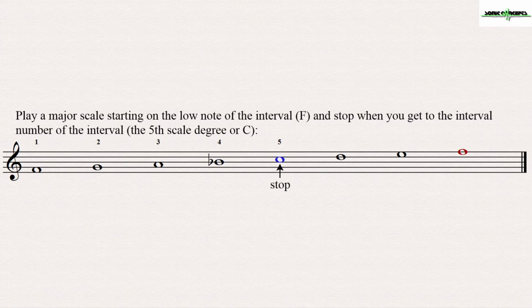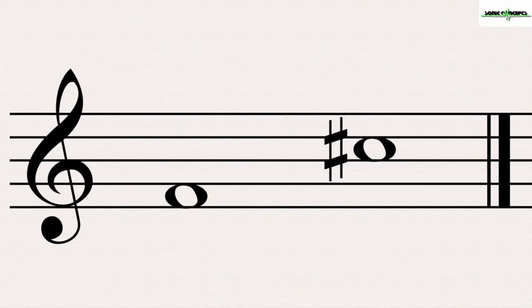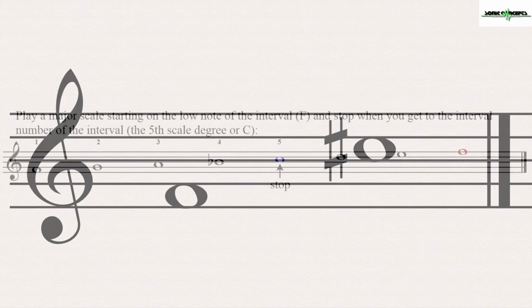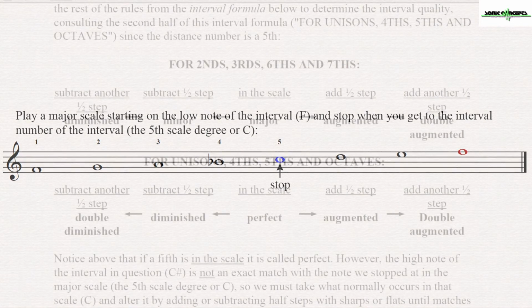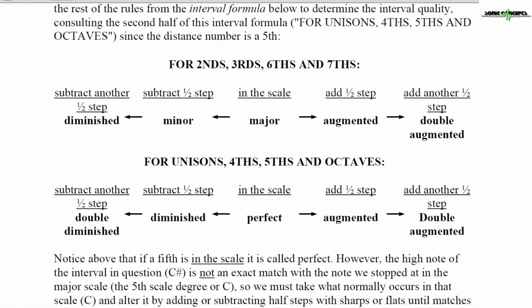As you can see, the F major scale has a C natural for the 5th scale degree. Our interval in question has C sharp as its high note, however, and does not match the note found at the 5th scale degree of the scale built from the low note of the interval, the F major scale. We must now consult the rest of the rules from the interval formula, now shown in full, to determine the interval quality. We are going to consult the second half of this interval formula for unisons, fourths, fifths, and octaves, since the interval number is a fifth.